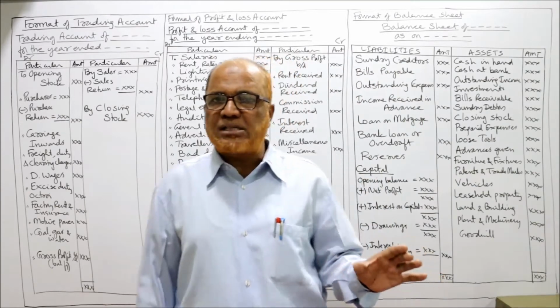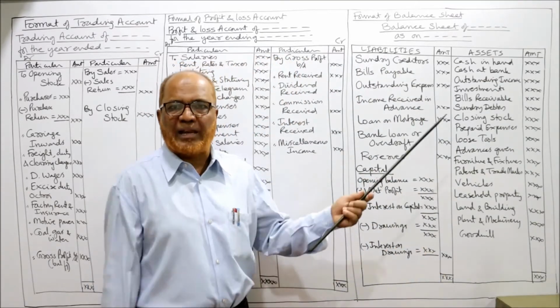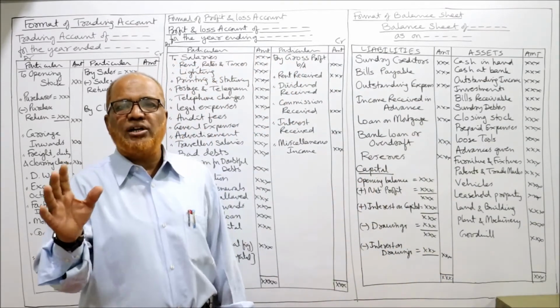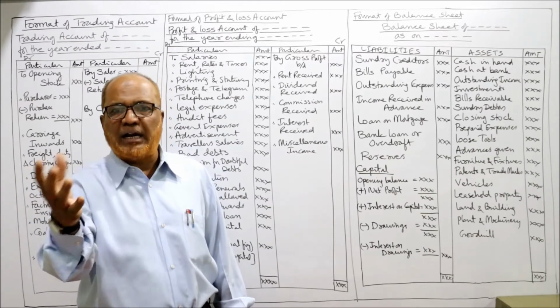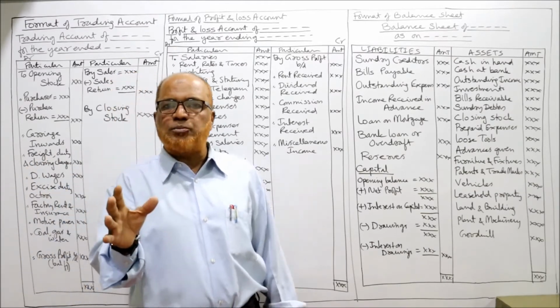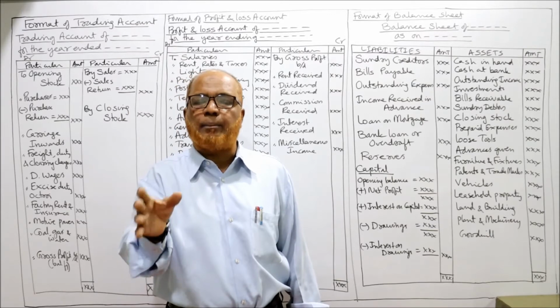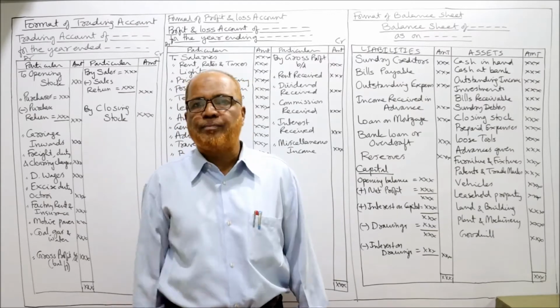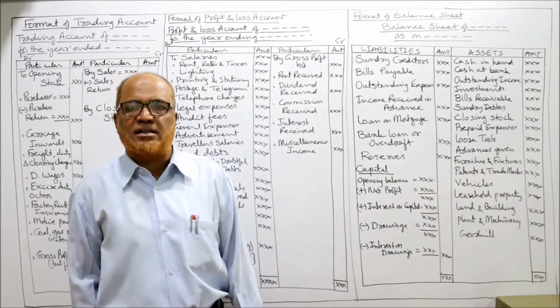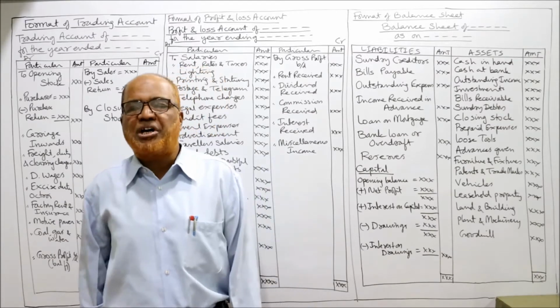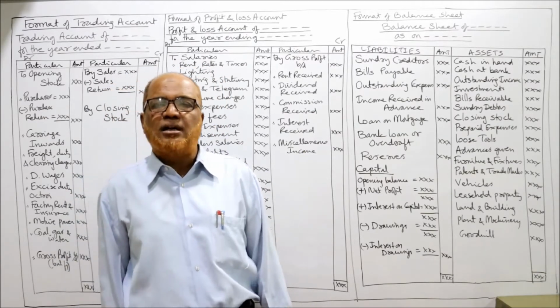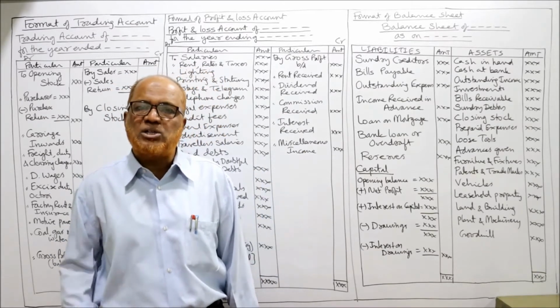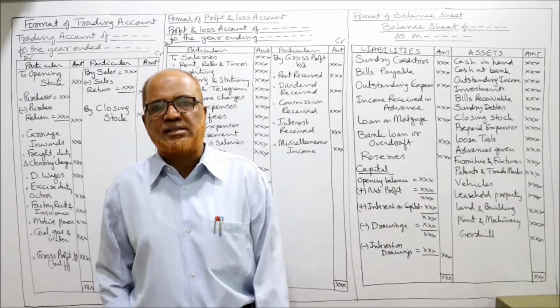Now I am coming to the last format, that is format of the balance sheet. I told you balance sheet is not an account. It does not have debit and credit side. It's a statement which lists down all the capital and liabilities on one side and assets on the other side. If you do not commit any mistake, if there are no clerical errors, then the total of capital and liabilities will be equal to total of assets.